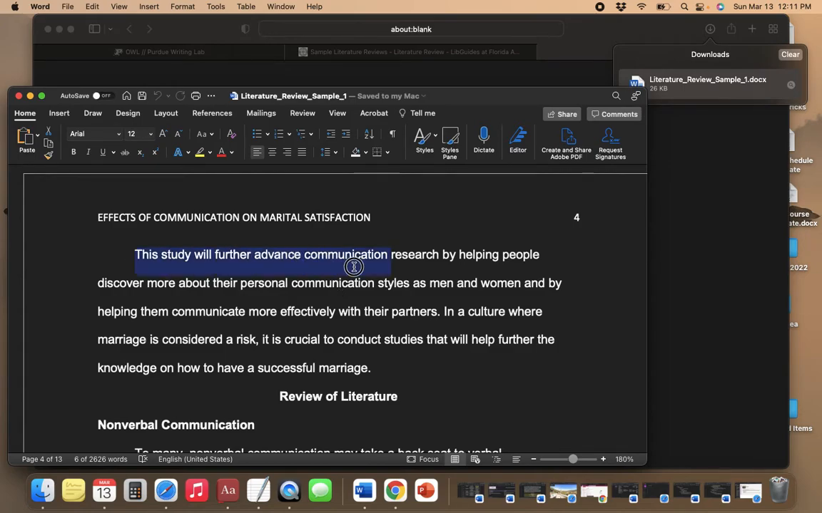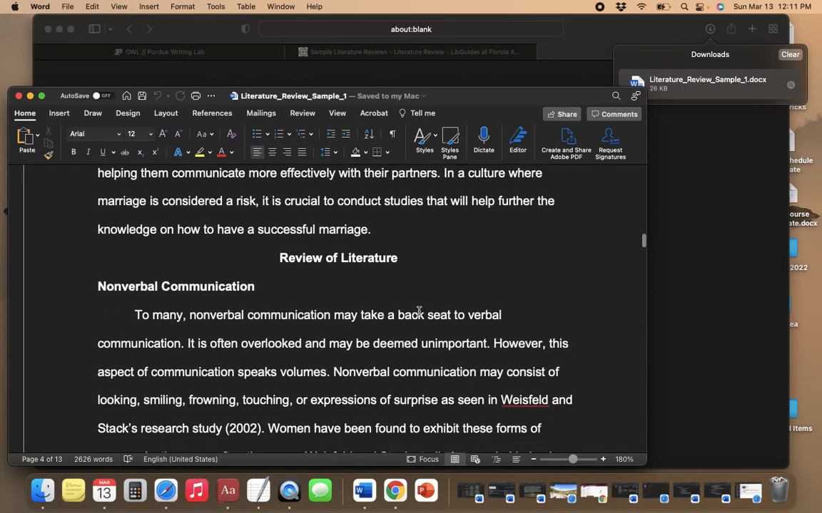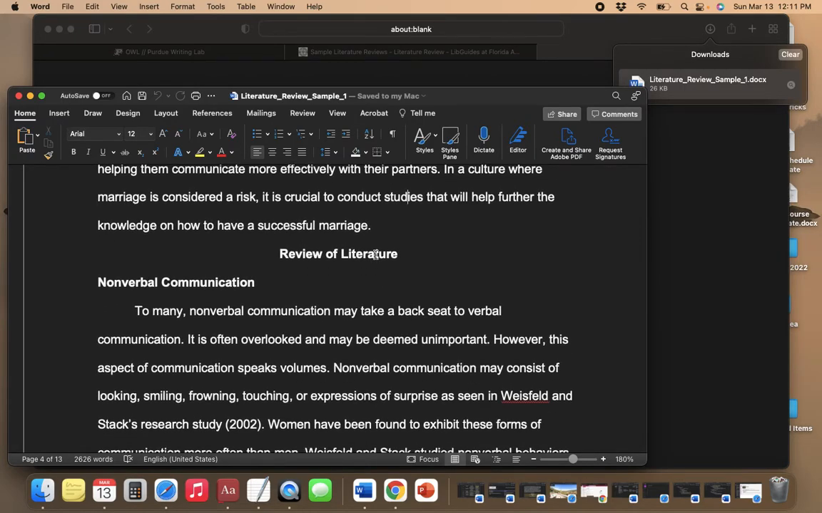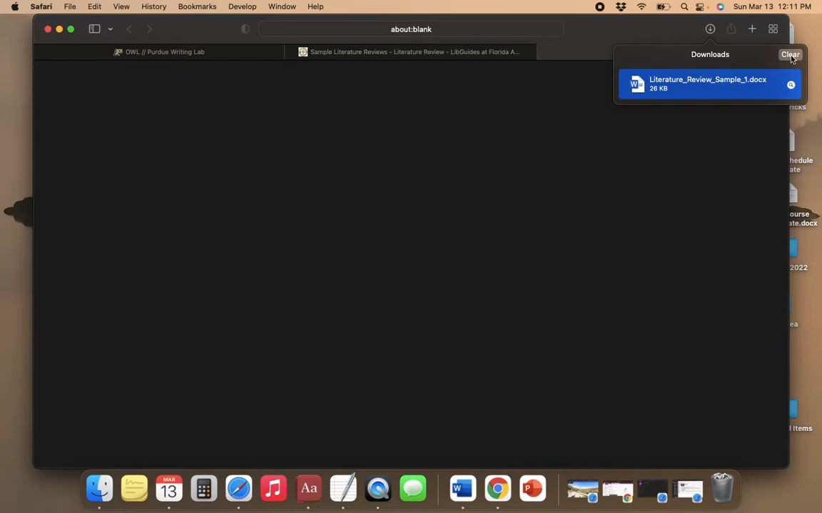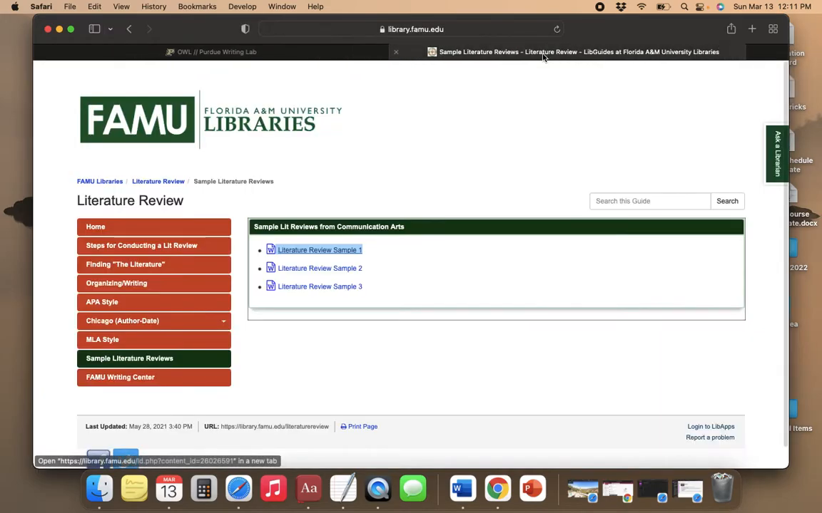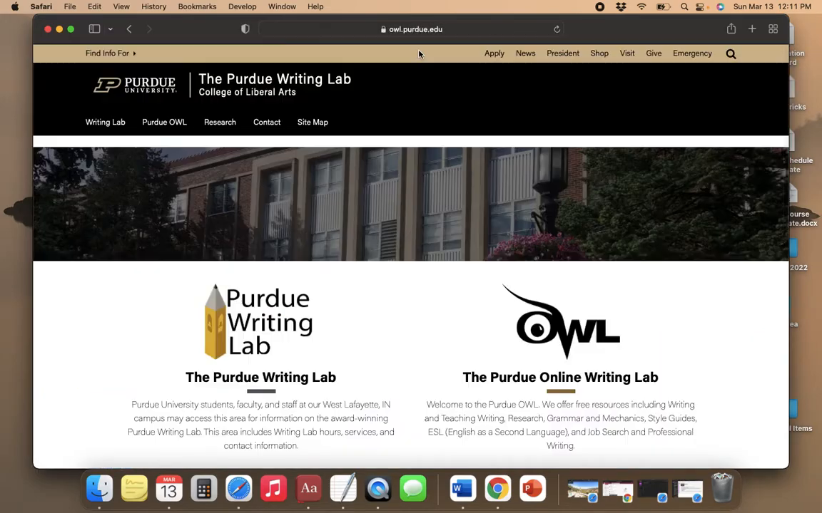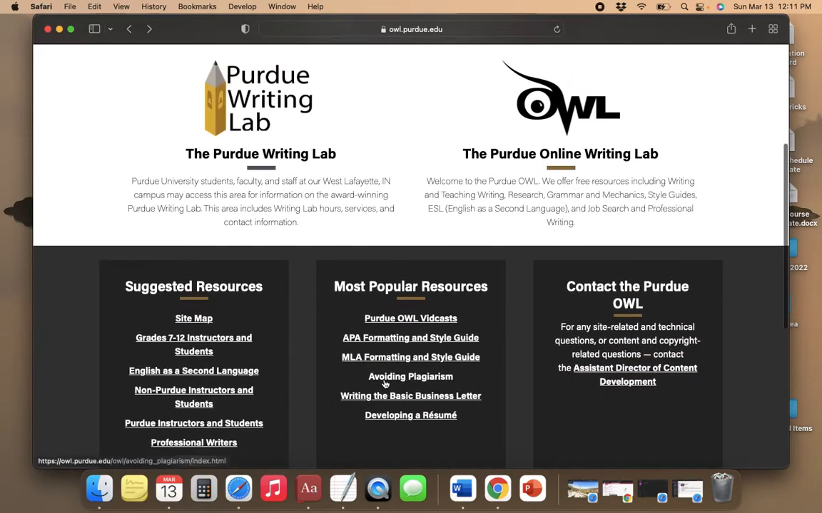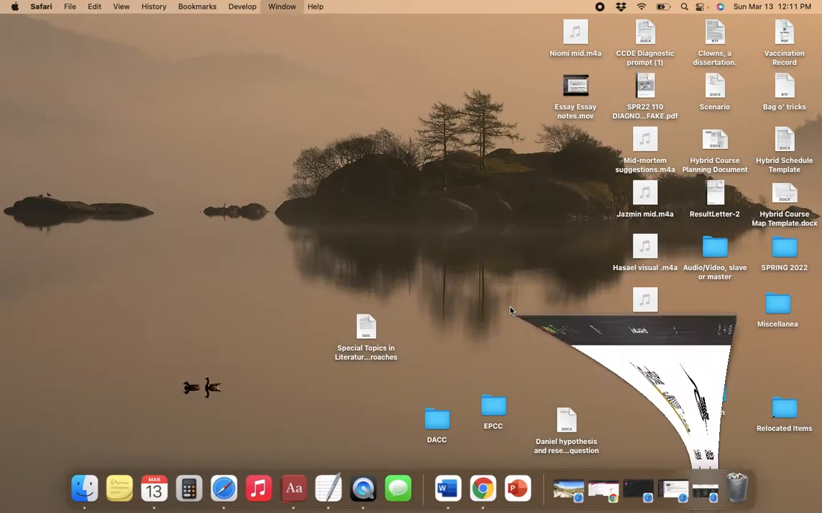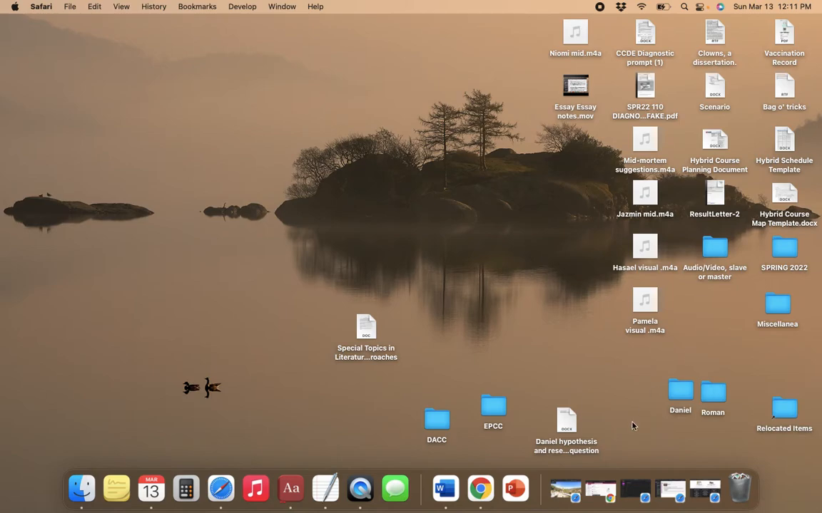Look at this. The study will further advance communication research by helping people discover more about their personal communication styles, etc. It's not proving that one style is better than the other. It's not proving anything. It's just showing you the literature that's out there. Okay? So, we'll talk about all of that again. But for now, just so you know, if you are curious about this, you should go take a look over there.